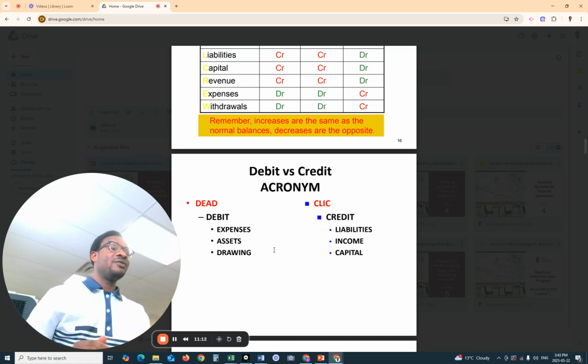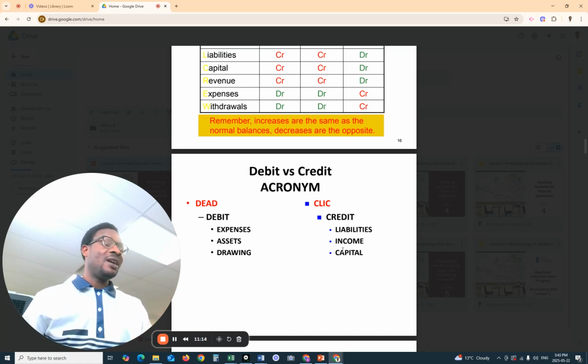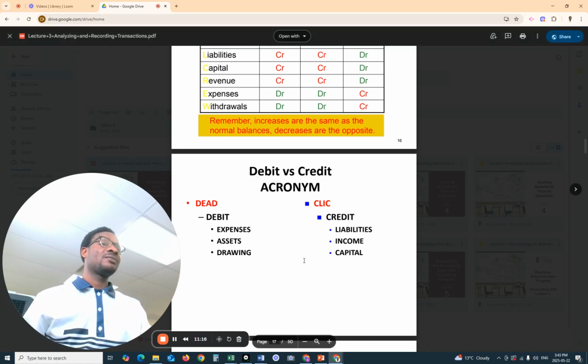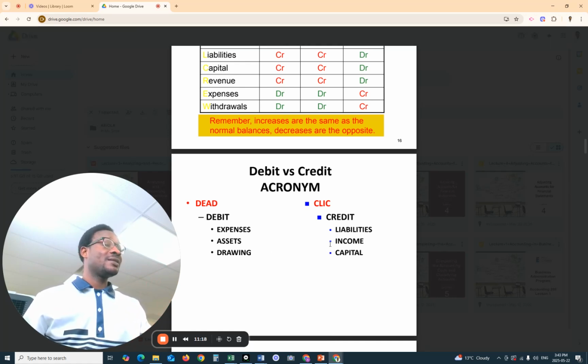The LER part of DEALER is: L is liabilities, E is equity or capital, R is revenue or income.